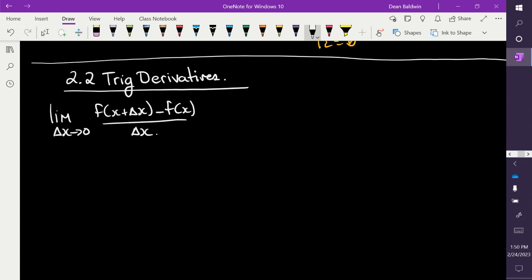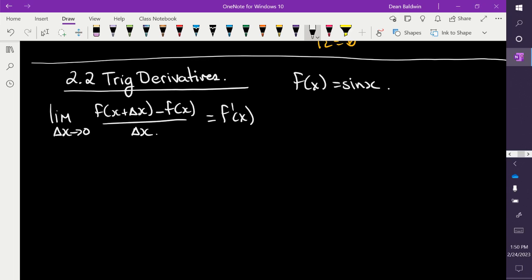Okay, there's the limit definition of a derivative, right? Correct? That's the limit definition of a derivative. That's f prime. So if I say f of x is equal to sine of x, we can then find the derivative of the sine function. We can't use power rule because sine is a special type of function, so we have to do something else. What we're going to do is use this limit definition.